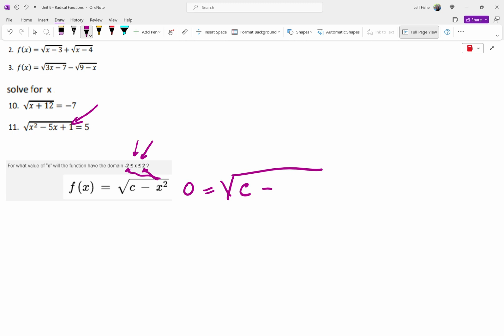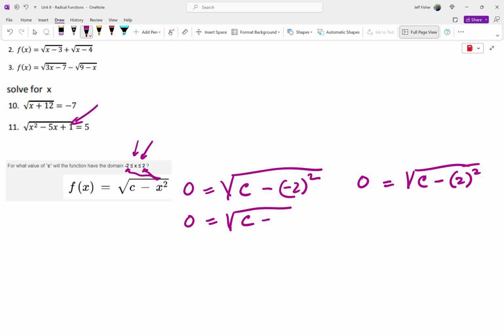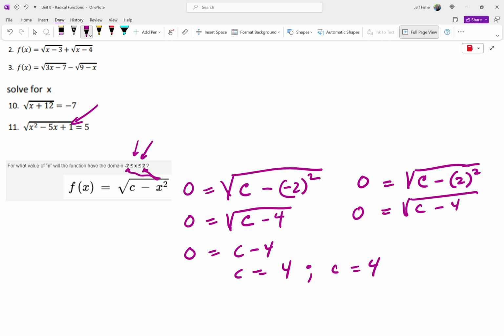c minus -2 squared. That's the first one. And then 0 equals square root of c minus 2 squared. And then we're going to get the same answer on each of these. You're going to see square root of c minus 4. And this is going to be 0 equals square root of c minus 4. Same thing. If we square both sides, we get 0 equals c minus 4, c equals 4. And if we square both sides, we get the same thing, c equals 4 again. And so clearly the value of c will be 4 in order to have this domain.